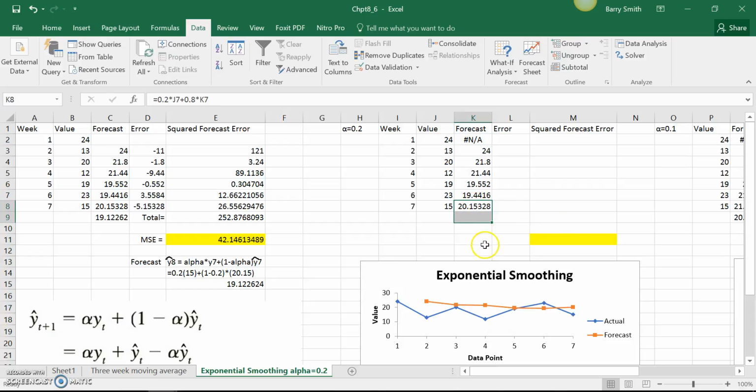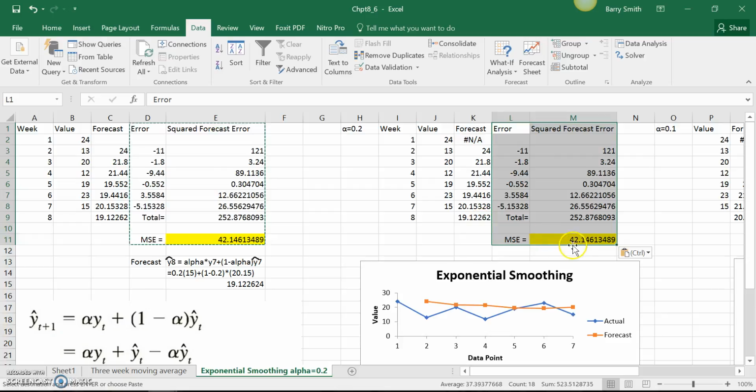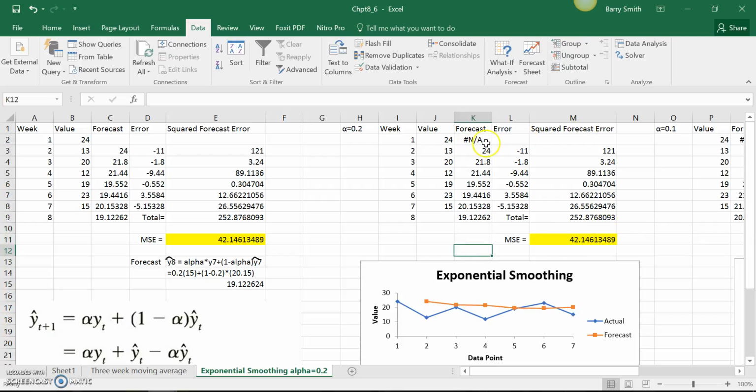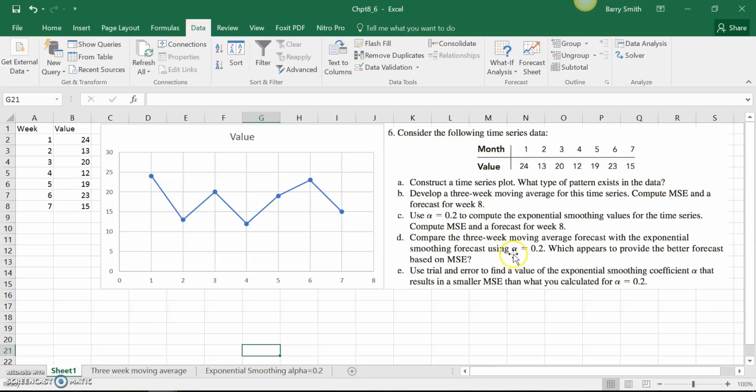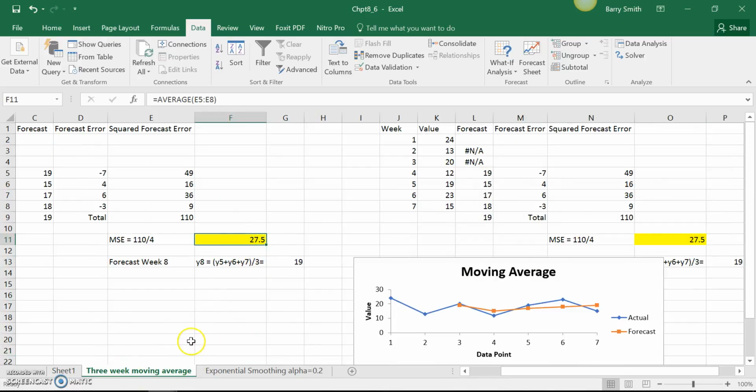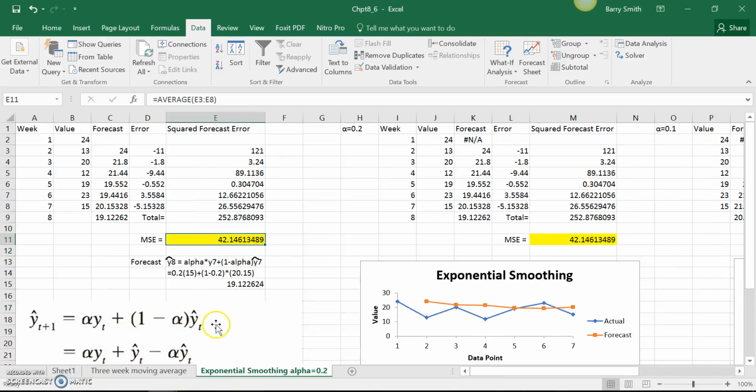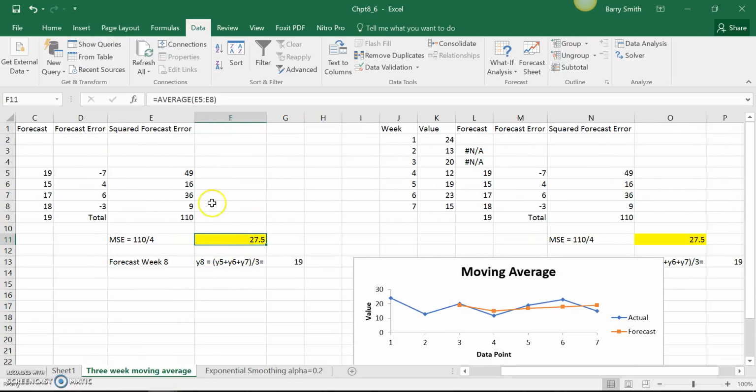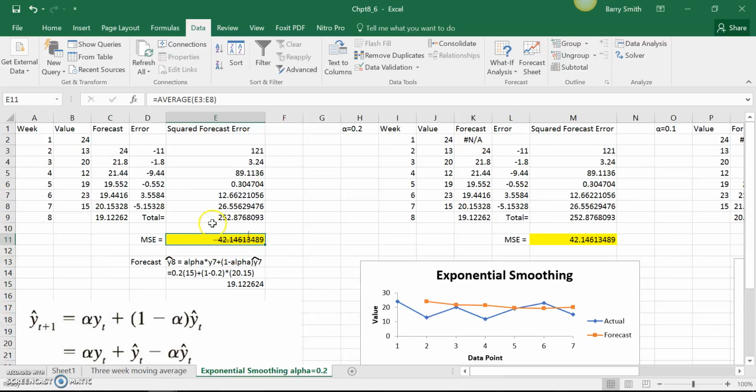Plus at this point we can also say, hey, Control D, and it gives us a forecast for that week 8 that it was asking for as well. Now again, we have to do all of this. So what I'm going to do is just copy that and paste it in here. And so we get basically again the same numbers as we did here, which is what we expect since it's the same data. Now if we remember here, it says which provides a better forecast. Well, our MSE here was 27.5. Here it was 42. The lower the MSE, the better. So in this case, it was the 3-week moving average that was better than the exponential smoothing.